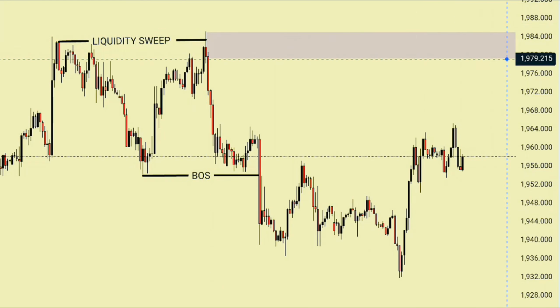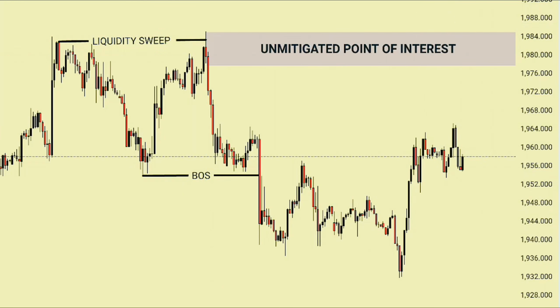The unmitigated point of interest is the most important area to focus on because it represents unfinished business in the market. This zone is created earlier when price leaves the area with strong displacement, showing institutional involvement. Price moves away aggressively, but it never returns to rebalance or mitigate that zone. That is why it remains unmitigated. As price trades lower and then starts moving back up, this unmitigated point of interest acts like a magnet. Smart money already has pending interest there, waiting for price to return.